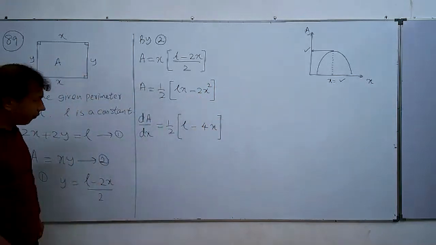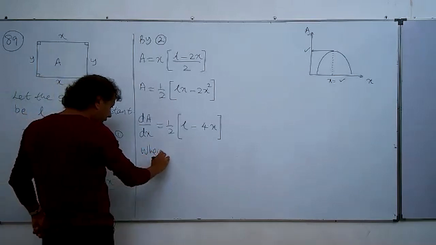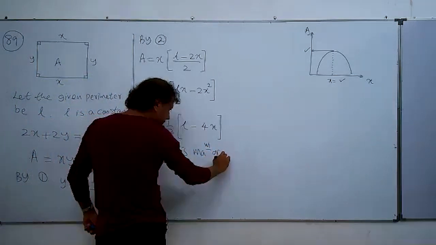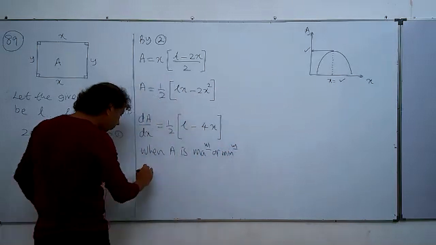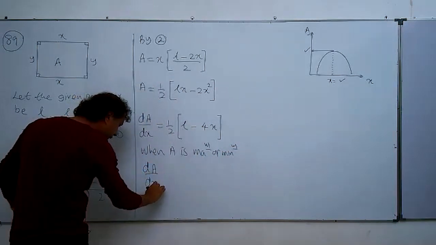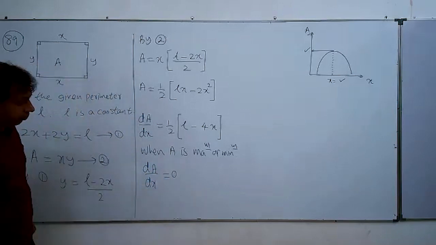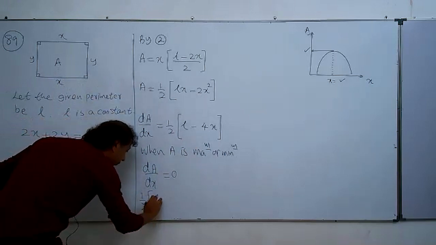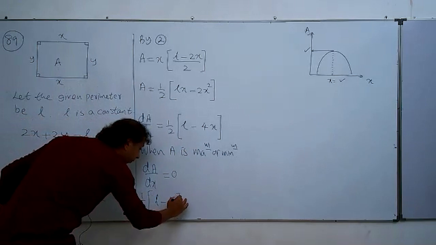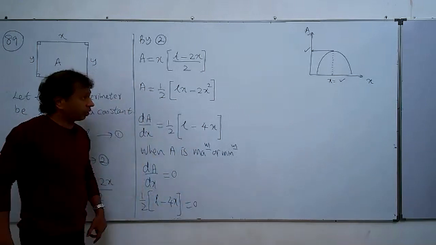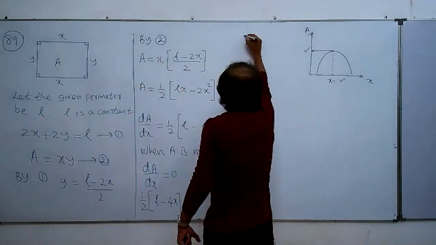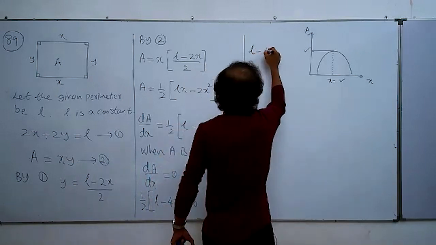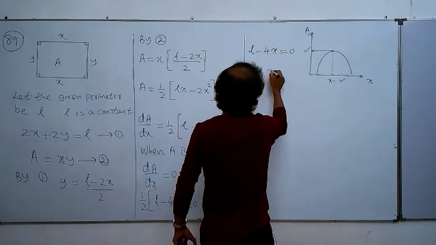Right. Now you can say when A is maximum or minimum, dA by dx equals 0. Then you can equate this to 0, and by this equation, you can find x. Then this L minus 4x equals 0. X equals L by 4.